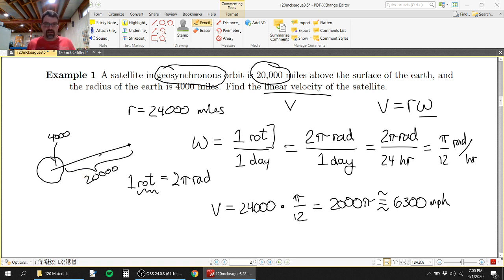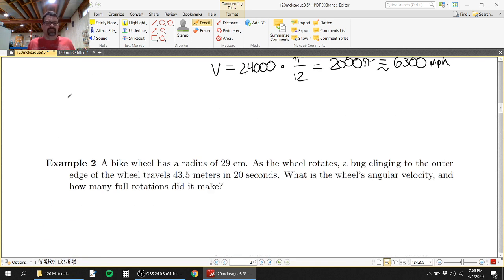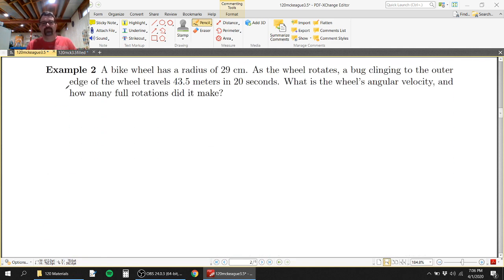In fact, the International Space Station is only like 150, 200 miles off the surface of the Earth, and it goes blazing around at like 17,000 miles per hour. It takes an hour and a half to circle the Earth. It goes much, much faster, but it has a much, much lower orbit. Anyway, we could say a whole lot of things about this problem. We're just going to go to number 2.